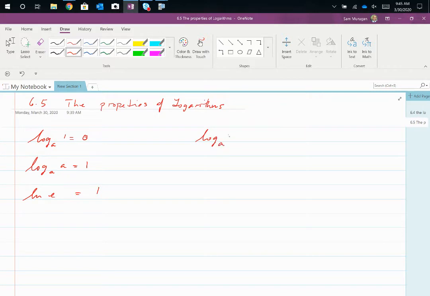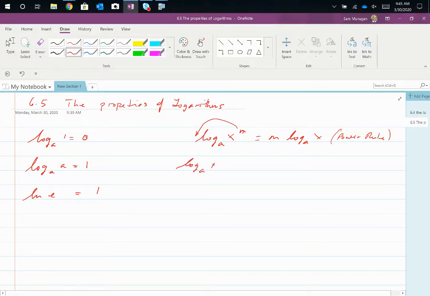Log base a of x to the power m is equal to m log base a of x. This is called the power rule. We simply move the m to the front and multiply by log base a of x.